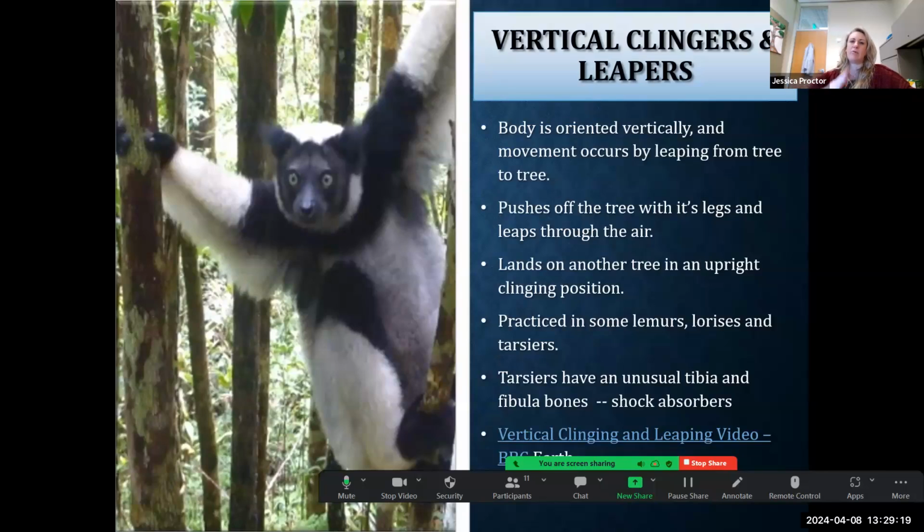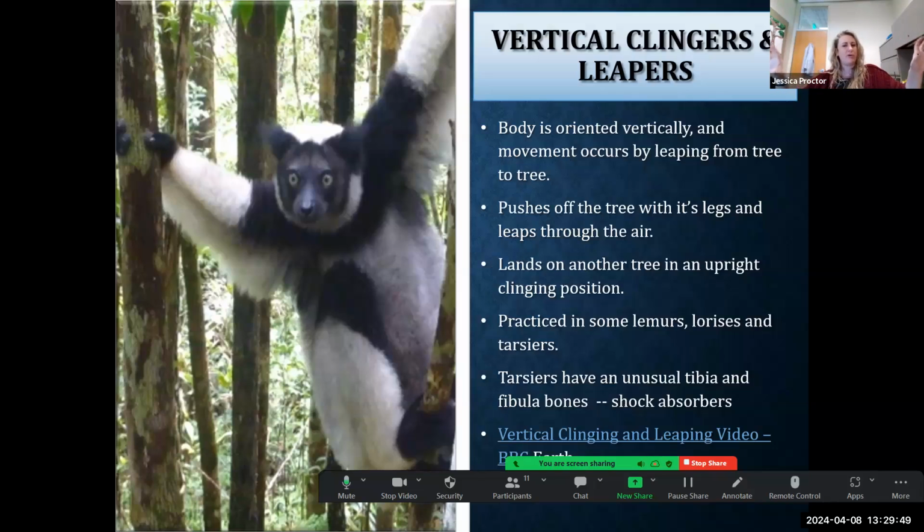So the body is mainly oriented vertically, and movement occurs by leaping from tree branch to tree branch. So vertical clingers and leapers are going to have longer hind limbs. So their legs are essentially going to be longer. So their legs act as kind of this springboard. So their legs are going to push off of the branches, and it almost is going to look like they're hopping. I'm going to show you a video clip here in a moment. But essentially, they're using mainly their legs to hop from branch to branch.